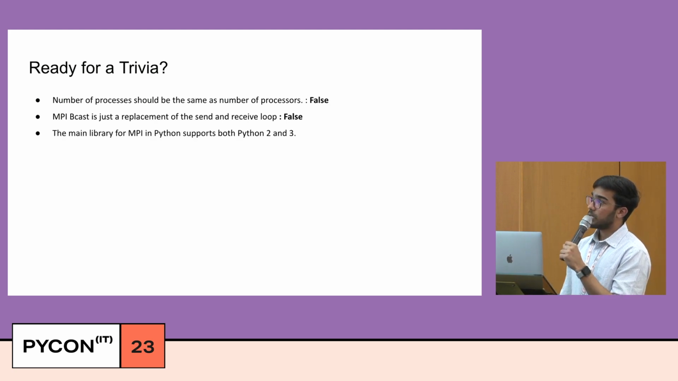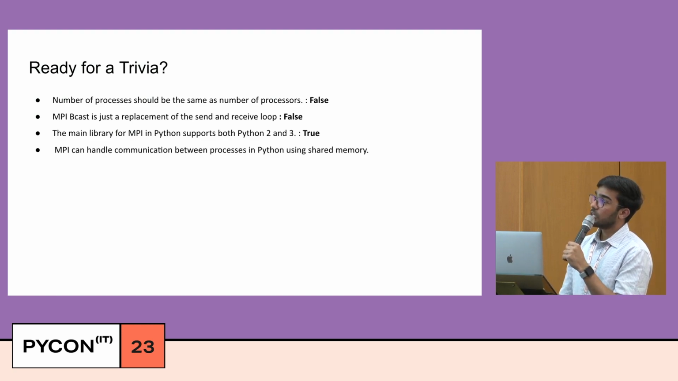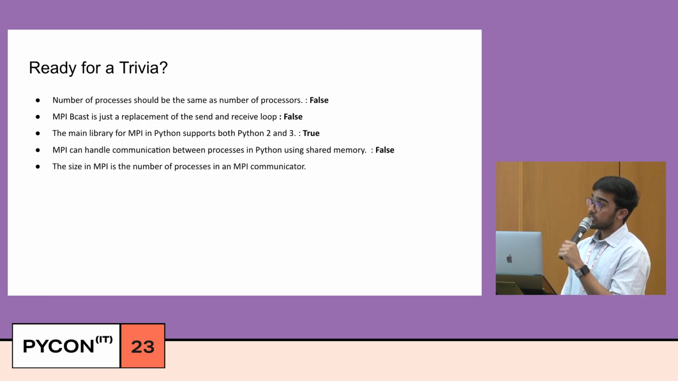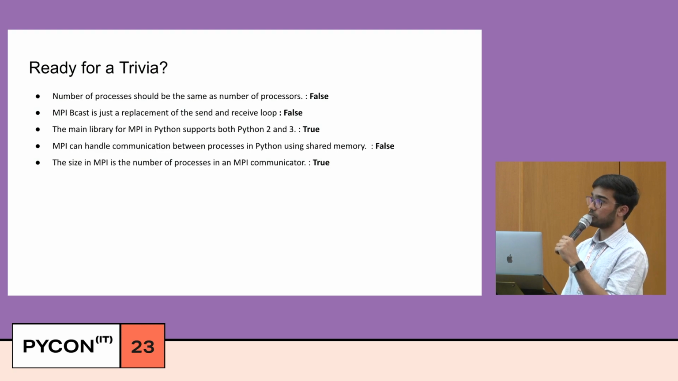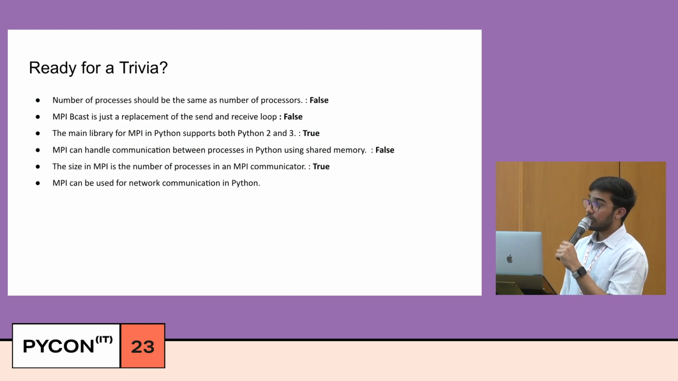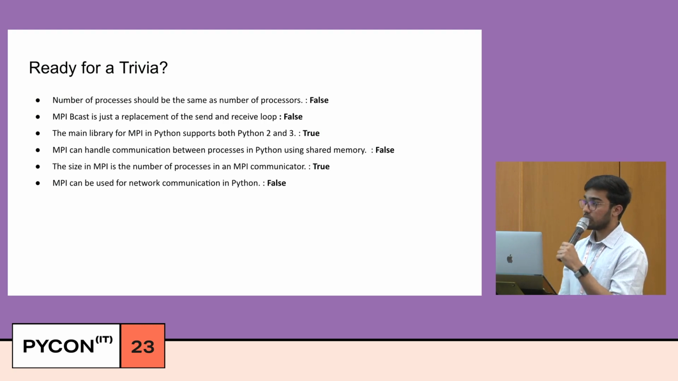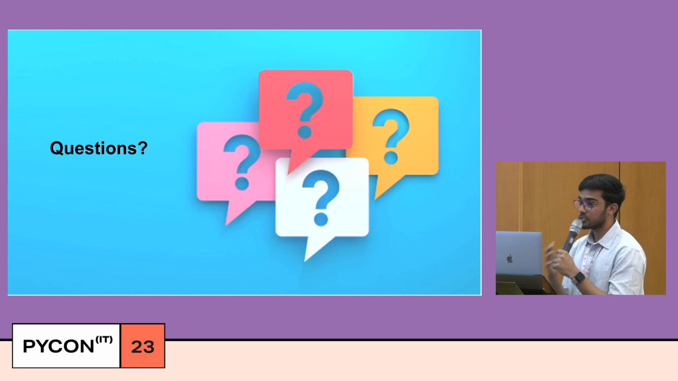The main library for MPI in Python supports both Python 2 and 3. This is true. MPI can handle communication between processes using shared memory. This is false, because it uses distributed memory and not shared memory. The size in MPI is the number of processes in an MPI communicator. This is true. It gives the total number of processes in my communicator. MPI can be used for network communication in Python. This is false. It's not for network communication. It's for data transfers between processes on the same machine or on a bunch of machines. So that was all from our side.